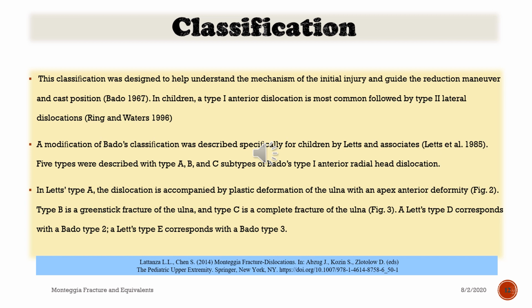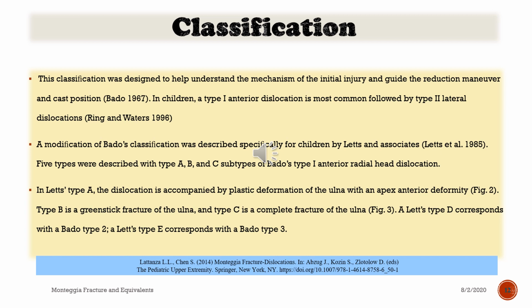This classification was designed to help understand the mechanism of the initial injury and guide the reduction maneuver and cast position, Vardo 1967. In children, a type 1 anterior dislocation is most common, followed by type 2 lateral dislocations, Ring and Waters 1996. A modification of Vardo's classification was described specifically for children by Letts and associates, Letts et al. 1985.